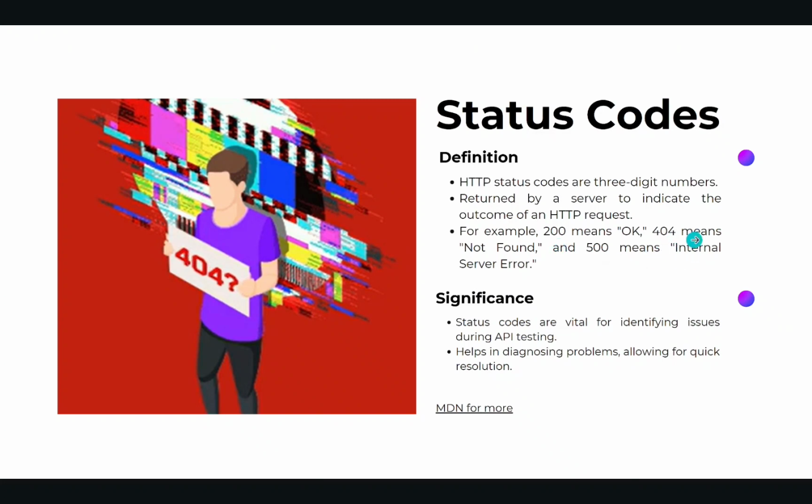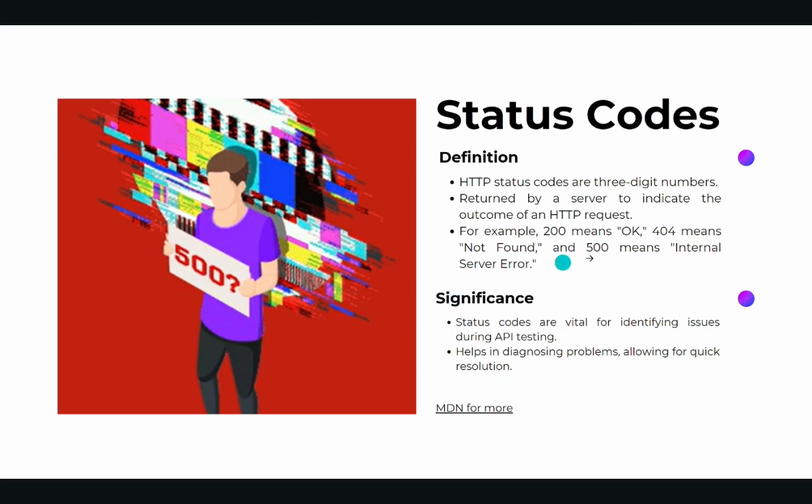Then 404 means not found. If you requested some data and the server was unable to find that, then the status code will be 404 for that. Then 500 means internal server error. So basically, if your server runs into some error while processing a request, then the status code that needs to be sent back from the server side is 500.